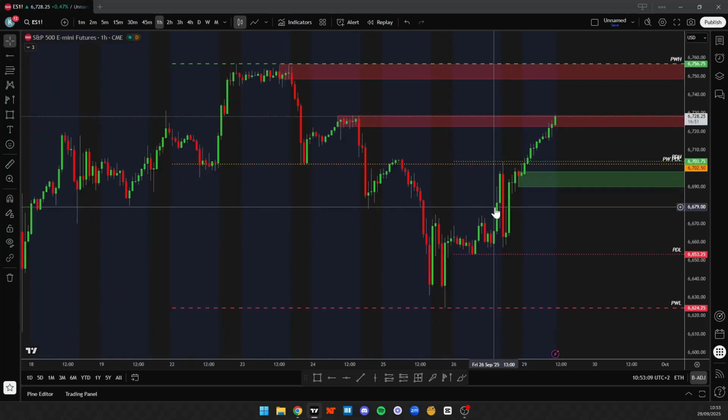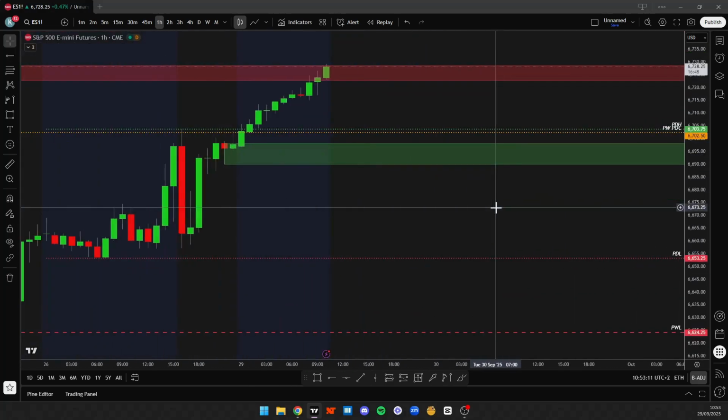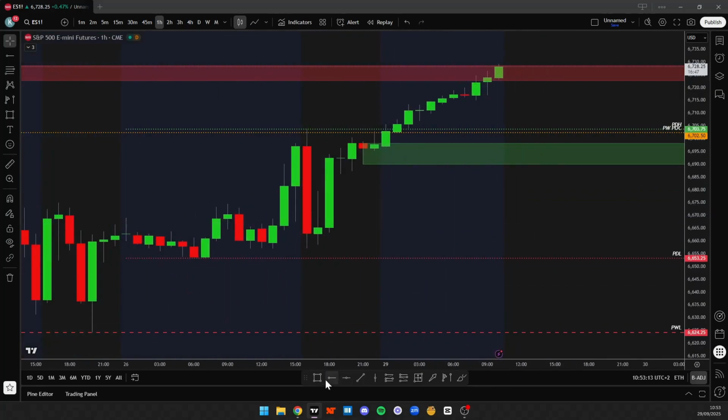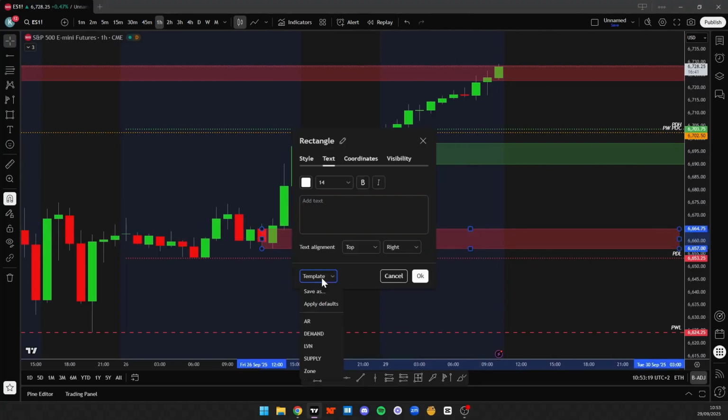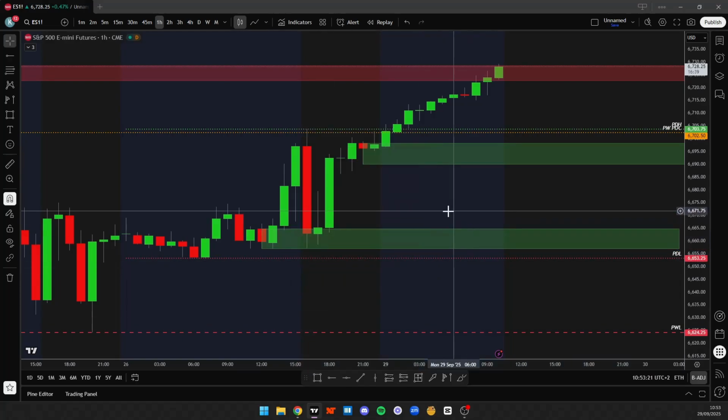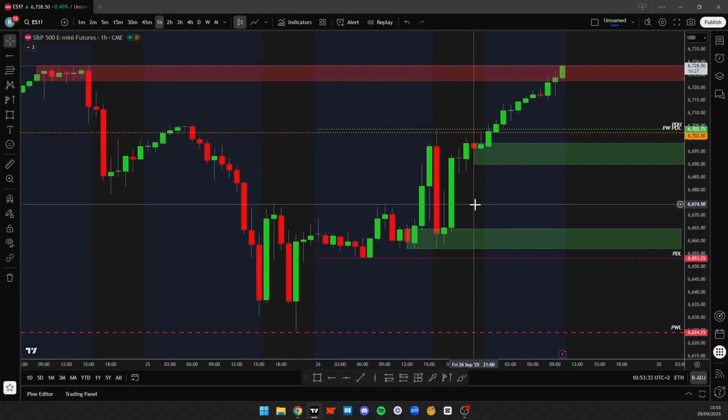So on the H1, we had a demand right here. This would be a demand. You can see there's an engulf, there's follow through, break of structure. Price also has come back down again on the Friday session and reacted off it. So this for me would be a valid level to be looking to buy.